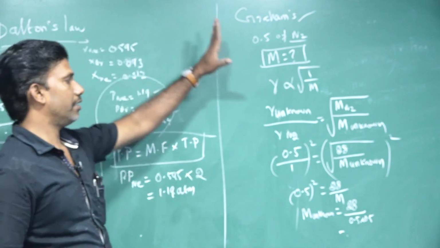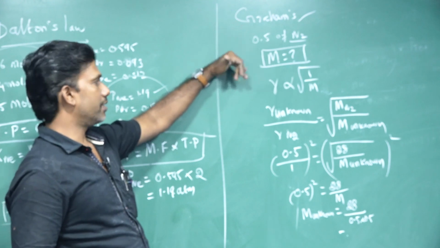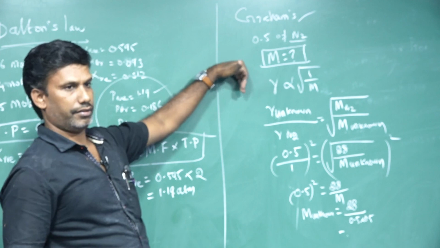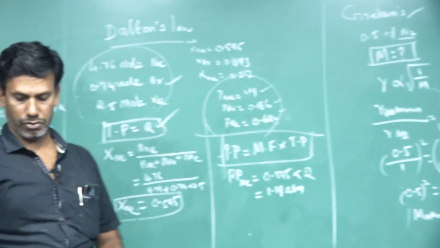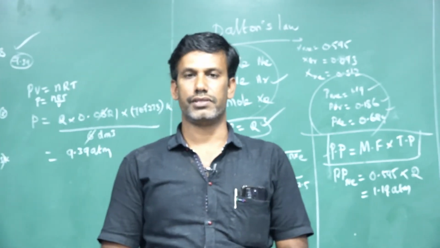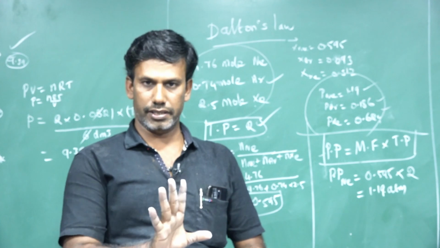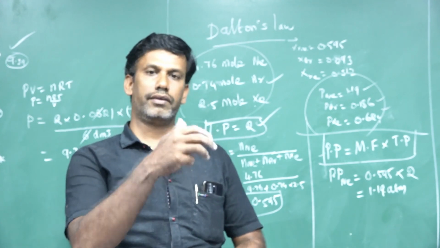That's all. This is the way you have to calculate many problems, and many questions, as well as state board questions, you may find in Graham's law like this. Okay. That's all about the Graham's law problem. So today we have seen what the ideal gas equation is, what Dalton's law is, what the formula is, and what we can get from Dalton's law.